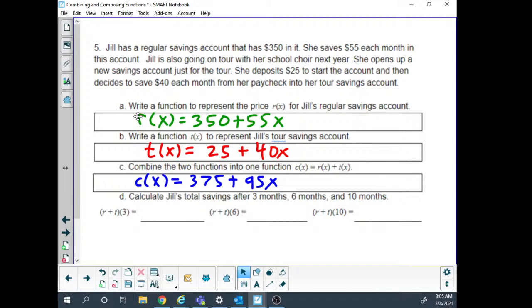Does it look good to you? Her total amount of money she has in both savings accounts, does that sound right to you? Should we have 375 here as a starting value? 350, okay, yeah, we got 350 in the one account, right? What happened with the other one? She put 25 to start that one. So does that make sense that we'd have 375 to start out with all together? And then we're making 95 a month? Oh, nice.